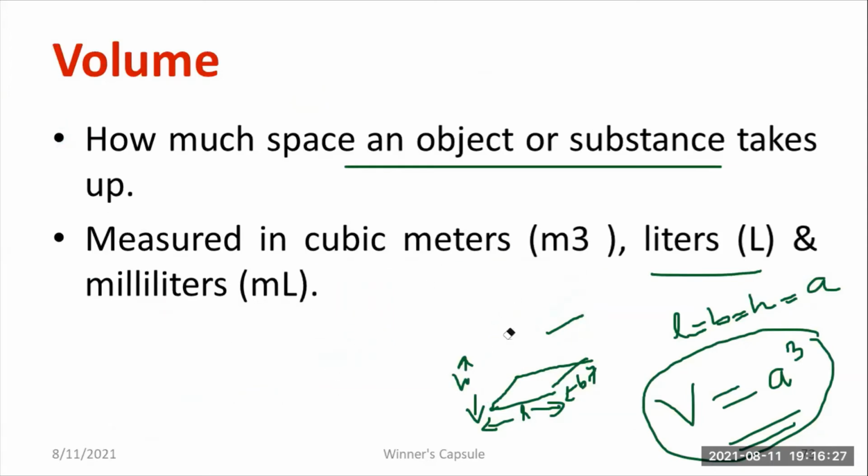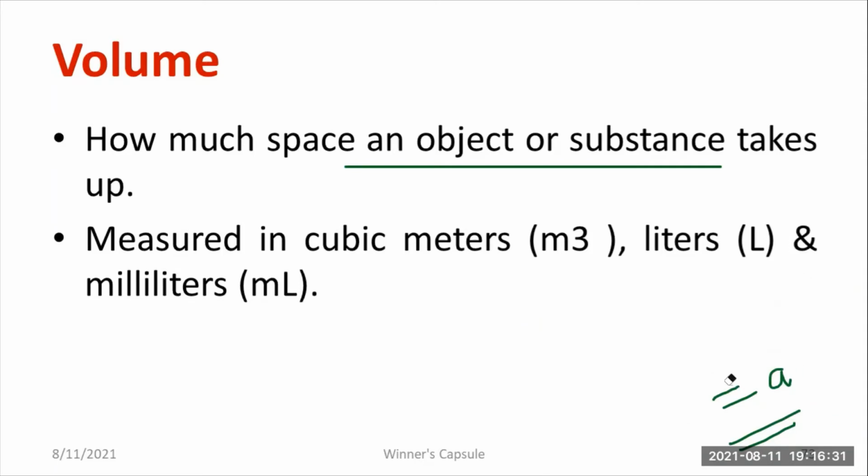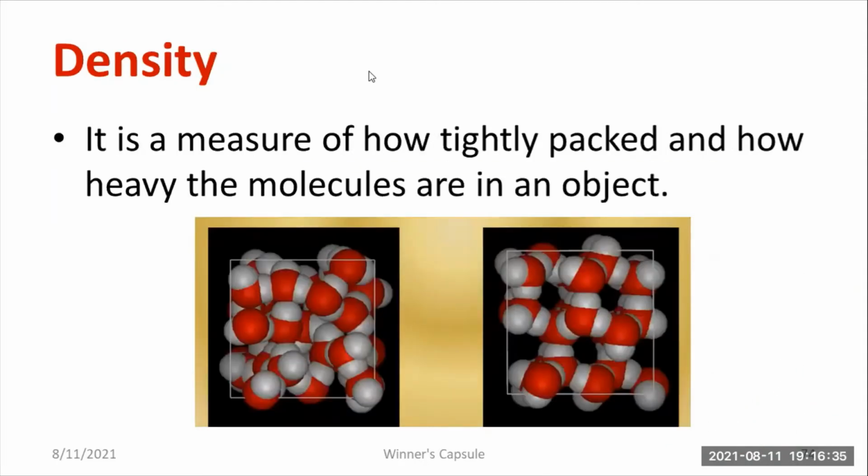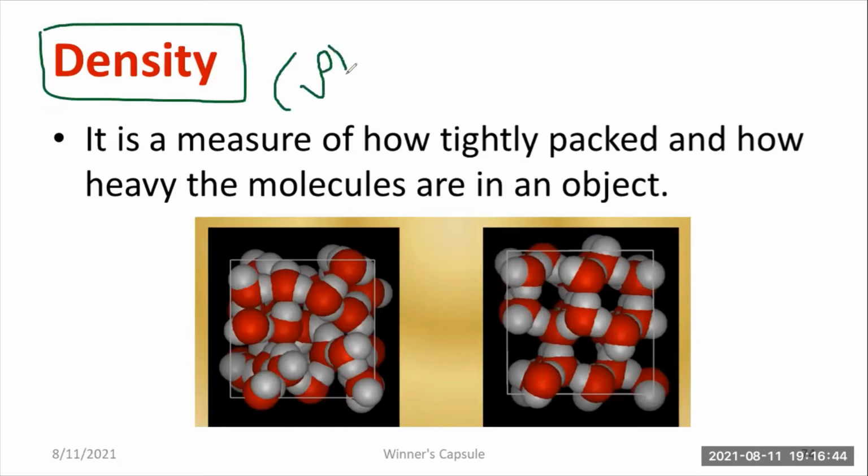So we have understood what mass is, what volume is, and how to calculate the volume. Now I would like to discuss one of the very important terminologies in physics, that is called density. You can represent density by the symbol rho. Someone can represent it as rho, and somebody will represent it as D also.